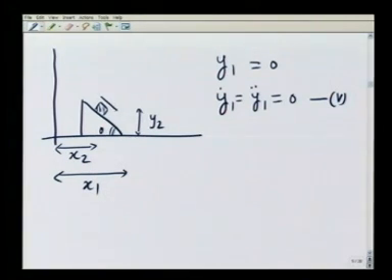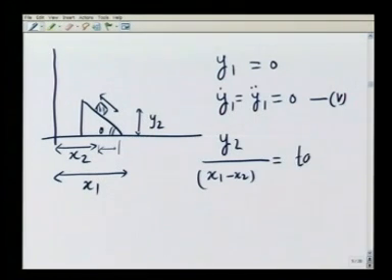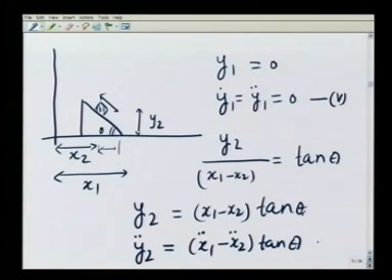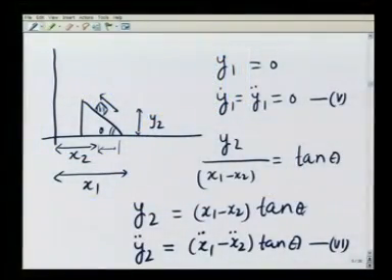And the block always moves on this inclined plane, and that means y2 divided by this distance, which is x1 minus x2, is fixed, is equal to tangent of theta, and therefore y2 is equal to x1 minus x2 tangent of theta, or y2 double dot is equal to x1 double dot minus x2 double dot tangent of theta. That's my equation number 6. I now have 6 equations and 6 variables, and I can solve the equations. I'll solve it again partially to get the value of n1 and the rest follows very easily. Let me rewrite the equations once more.